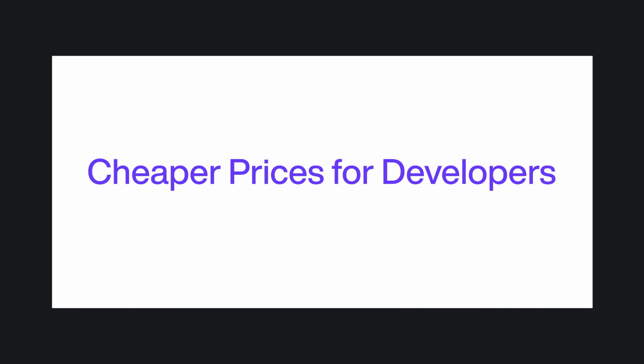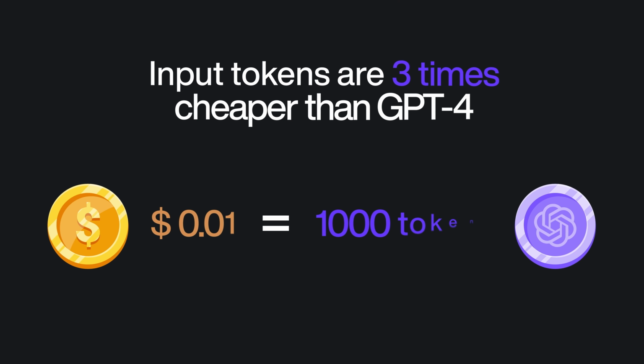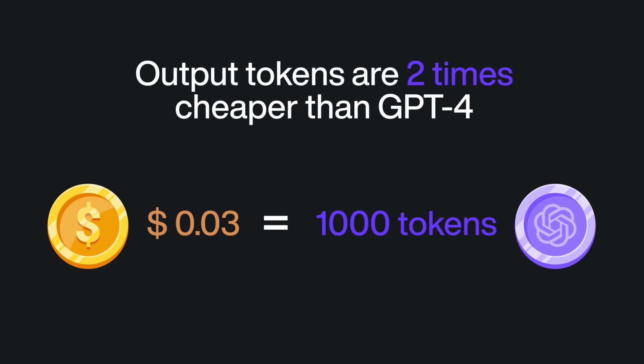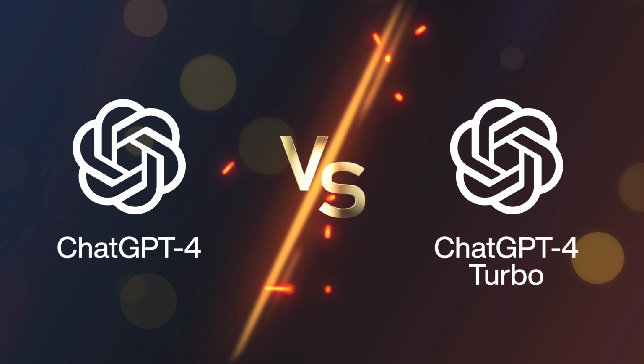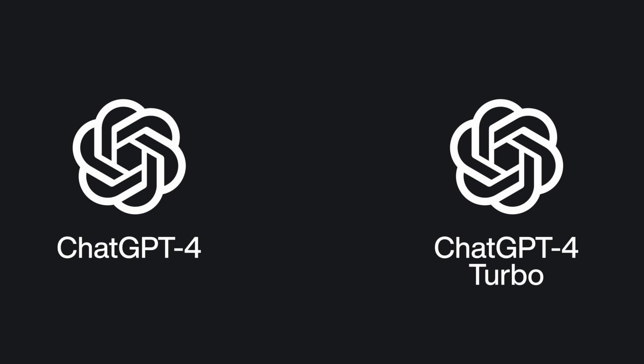Cheaper prices for developers. And here's the cherry on top. ChatGPT 4 Turbo is not only more powerful, but also more budget-friendly for developers. Input tokens are 3 times cheaper than GPT-4, and output tokens are 2 times cheaper. So, what's the difference between these two awesome tools? Let's break it down side by side.